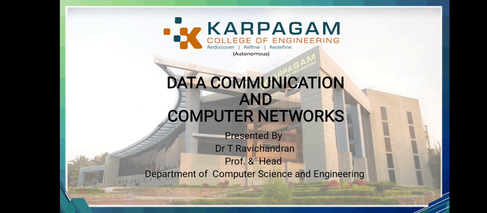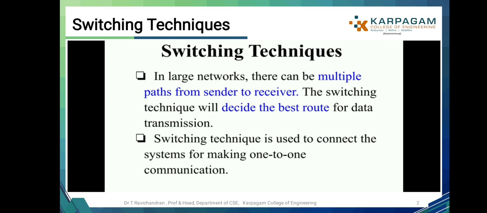Today's topic: switching techniques. In larger networks, there can be multiple paths from sender to receiver. The switching technique decides the best route for data transmission. The switching technique is used to connect systems for one-to-one communication.